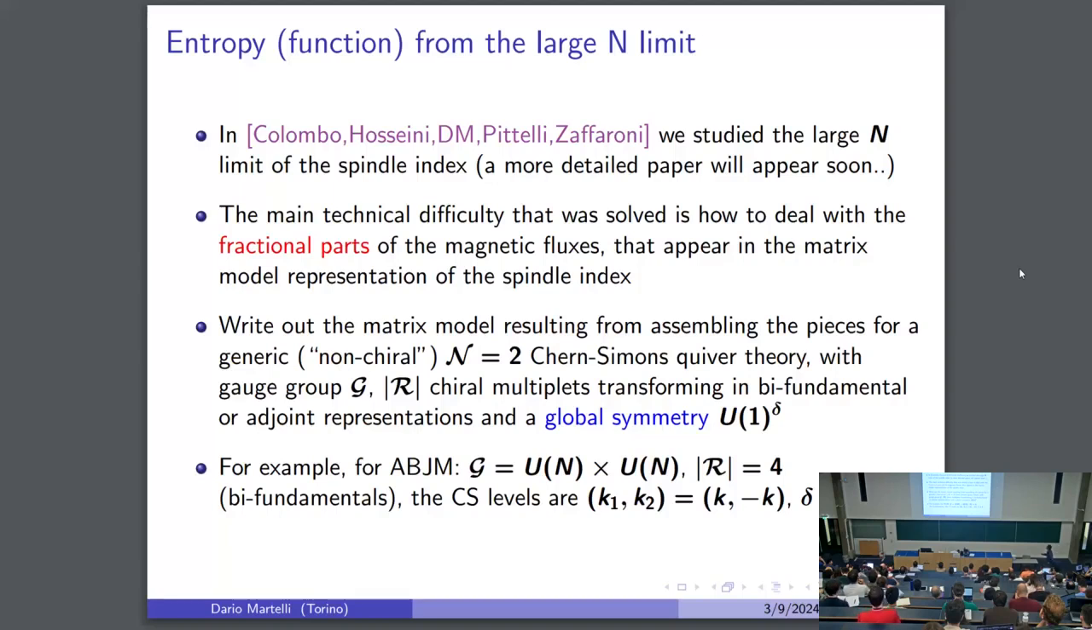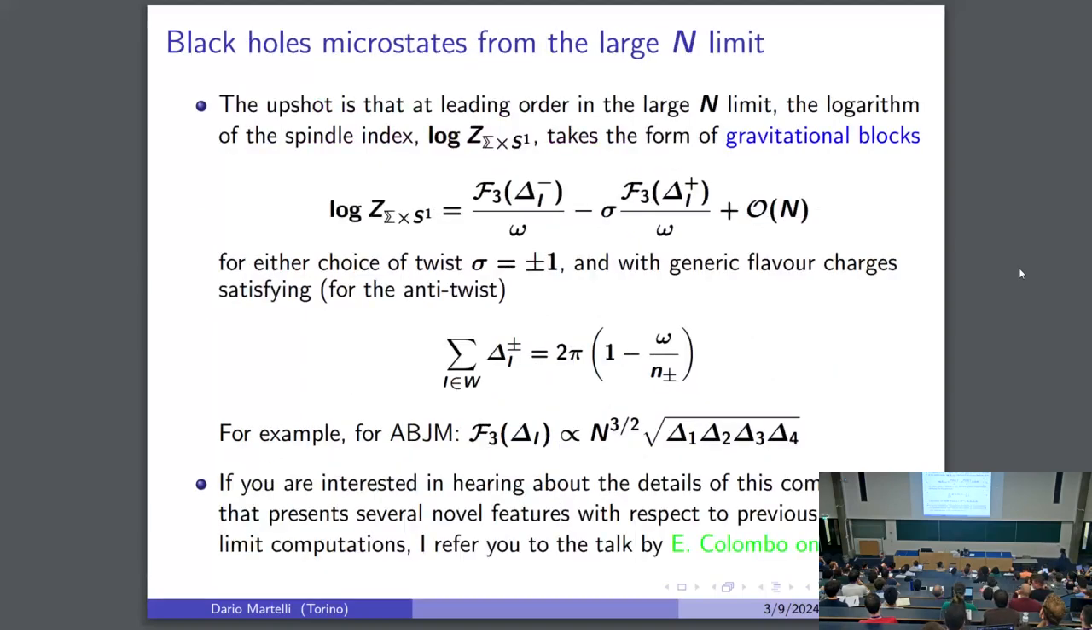So the last thing I want to say is that once you have obtained this matrix model, then one can go on and study the large N limit. And there are also some follow-up papers that we are working on. But instead of going too much over time, I certainly refer the interested people to a talk by Eduardo Colombo, who is here, one of the authors of this paper. On Thursday, in a parallel session, he will discuss this large N limit of the spindle index. And the upshot is that the large N limit of the spindle index reproduces this entropy function, and as a result, it reproduces the entropy of the accelerating black hole.